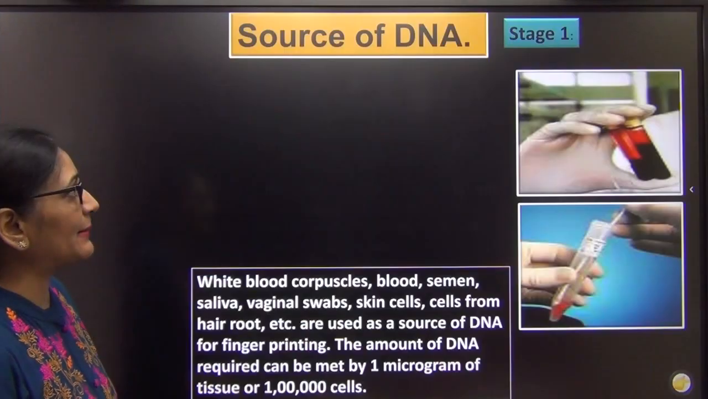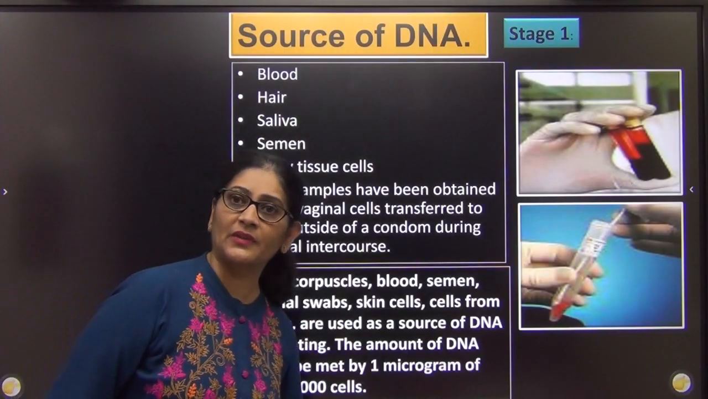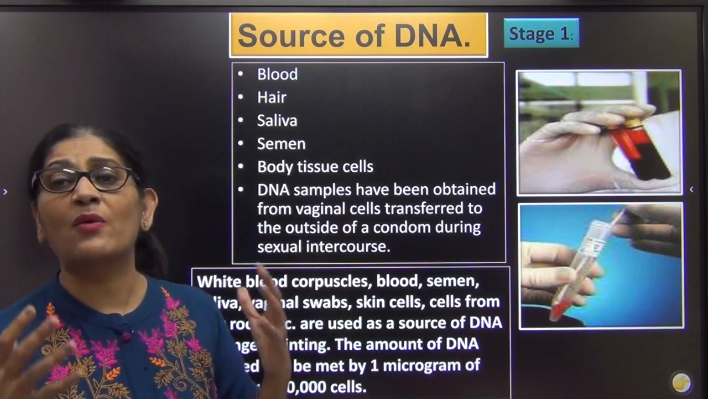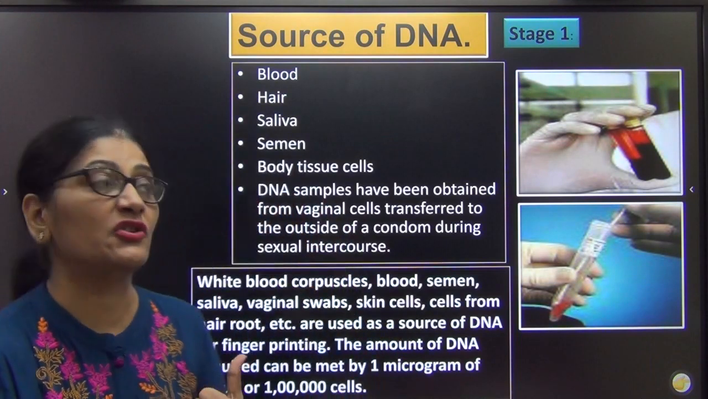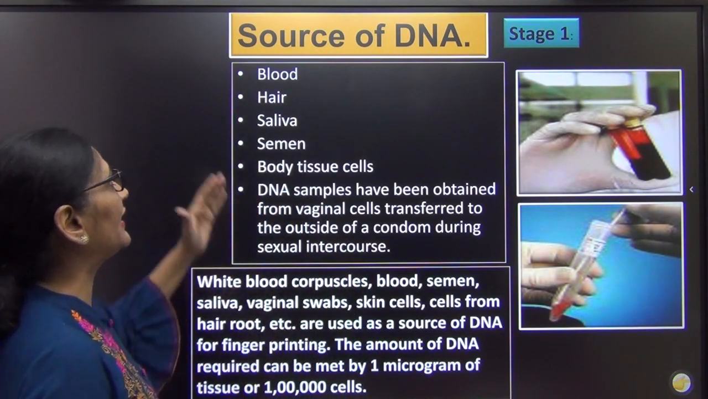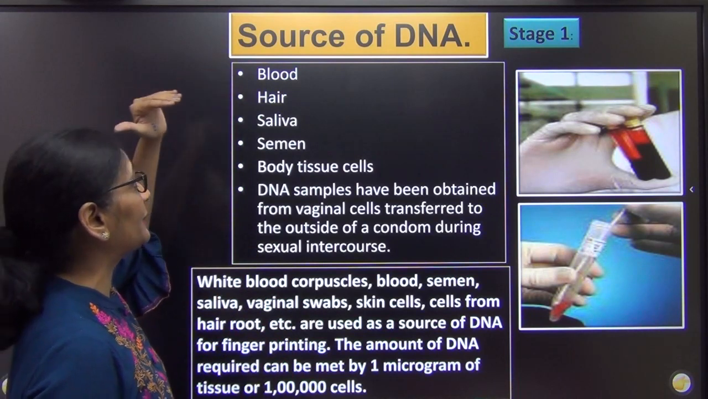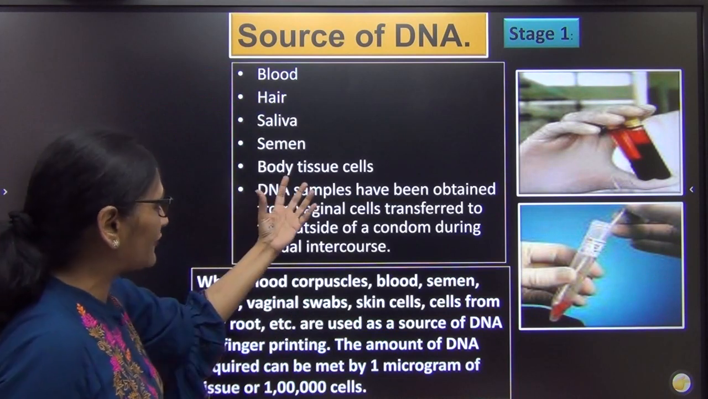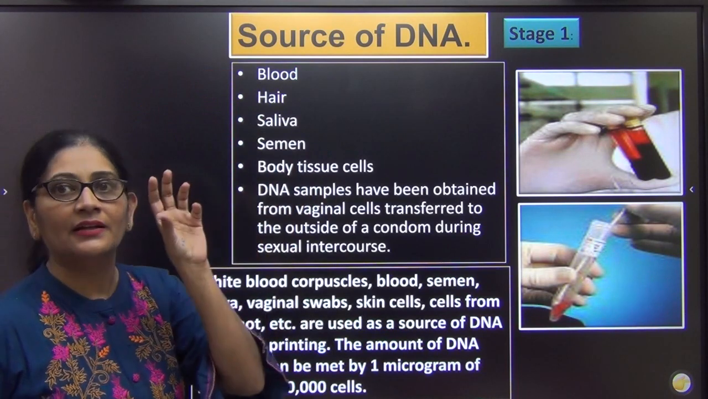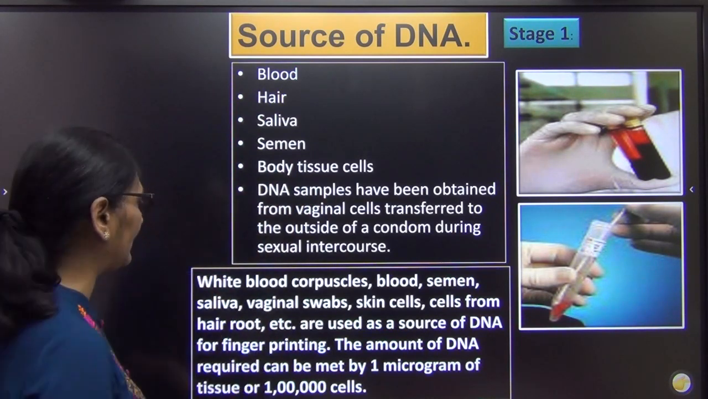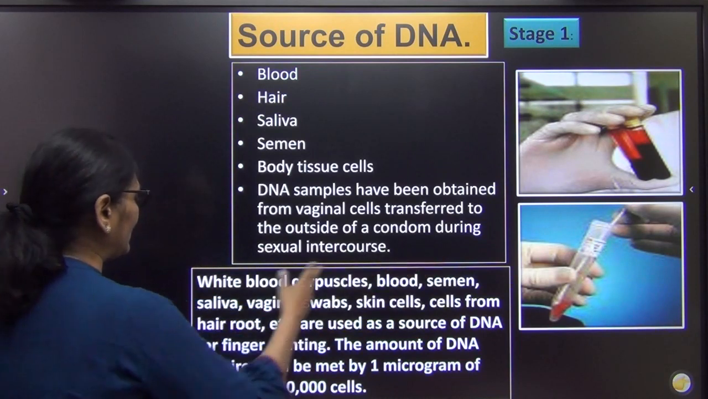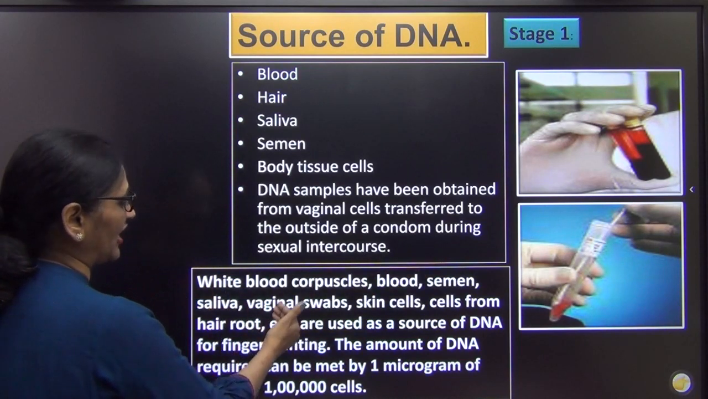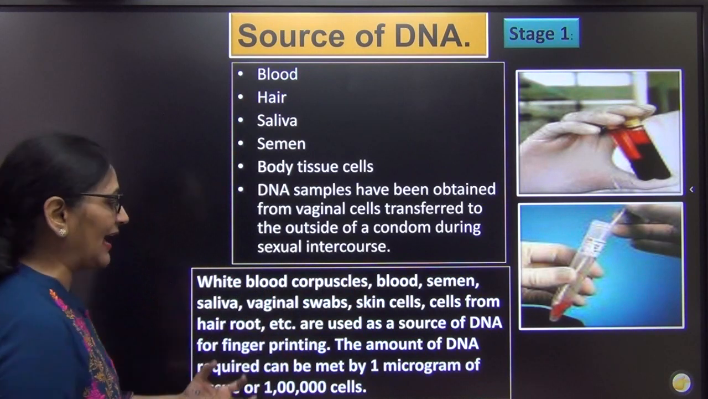So let us go step by step. What is the first step? First step is I want the DNA of the individual. So the source of DNA can be blood, it can be hair, saliva, semen, body tissue, and from there we will be collecting the samples of the DNA. WBC, blood, semen, saliva, vaginal swabs, etc. They can be the source.